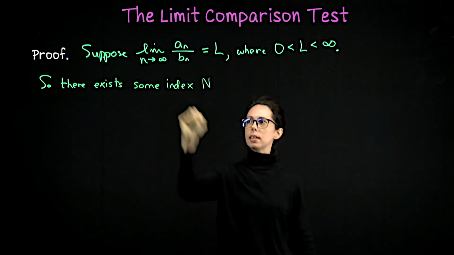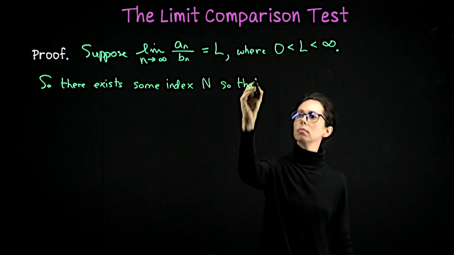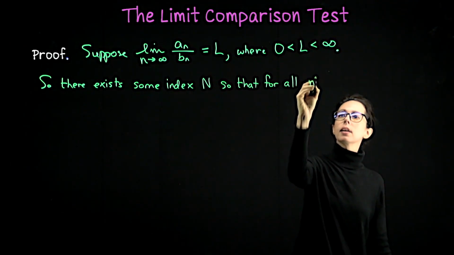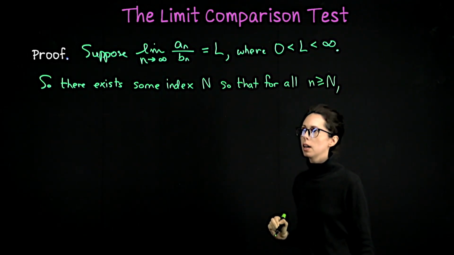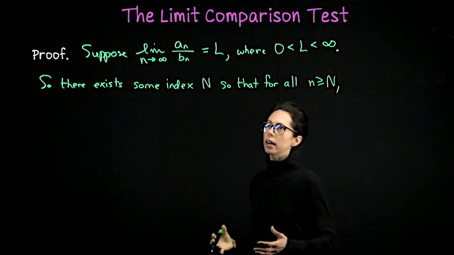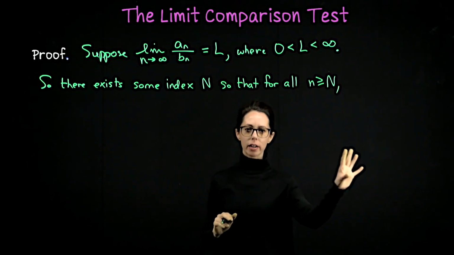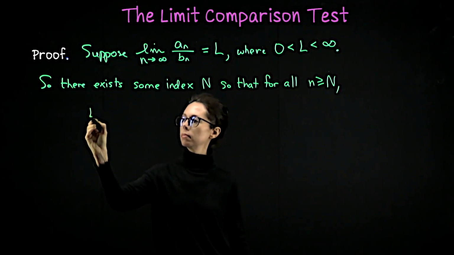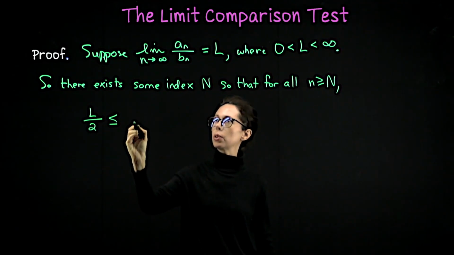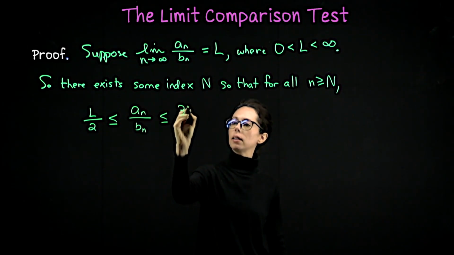So that for all indices little n greater than or equal to this threshold, n greater than or equal to the threshold, the ratio an over bn is very close to L. In particular, it's situated between L over 2 and 3L over 2. Let me write that down. I'll write an alternative version of it as well. We can say less than or equal to, that's okay here. L over 2 is less than or equal to an over bn is less than or equal to 3L over 2.